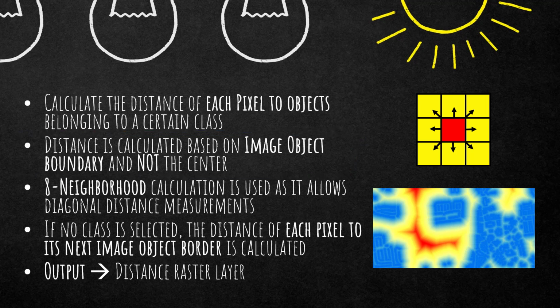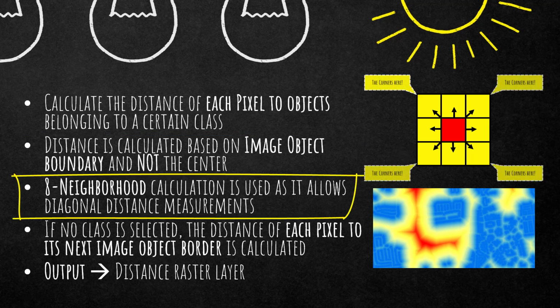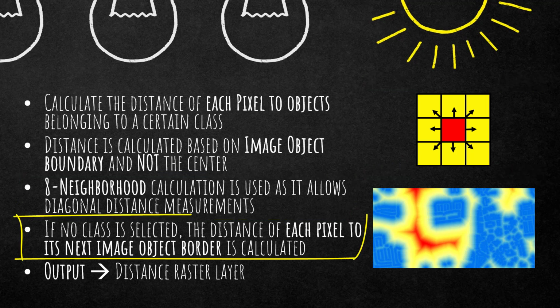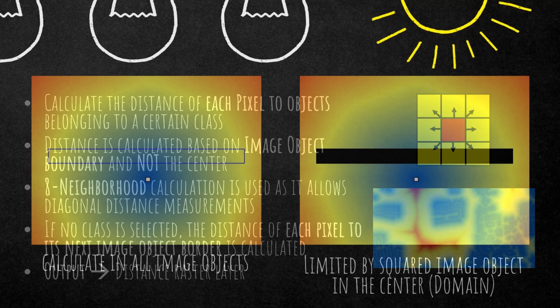Okay. We are using 8 neighborhood calculation, which allows diagonal distance measurements. And usually you select a class to which you want to calculate the distance to. But if you leave that field empty, it's simply going to calculate the distance of each pixel to its next image object border. The output is a raster layer. Each pixel has a value which represents the distance to the boundary of the image object that you've defined.